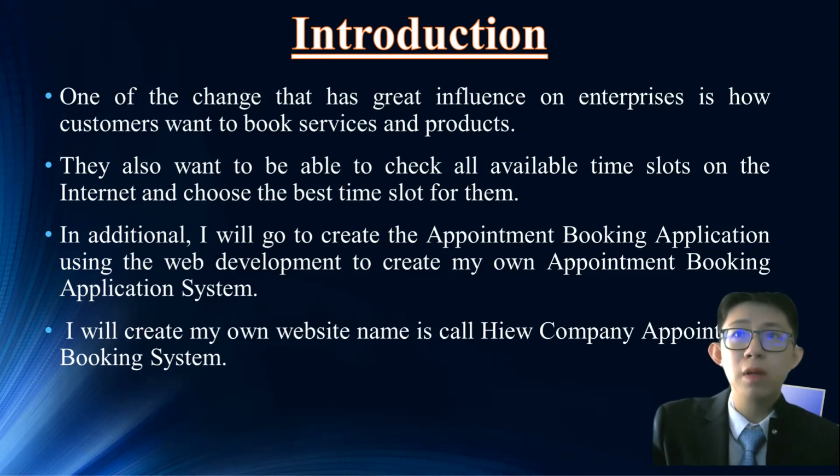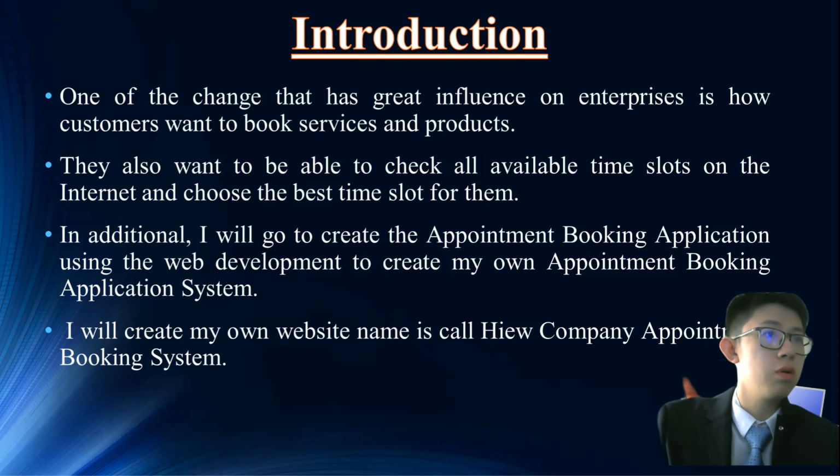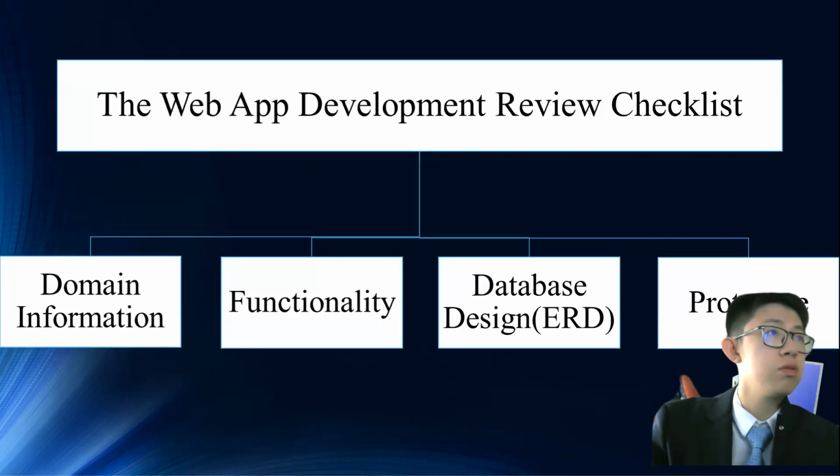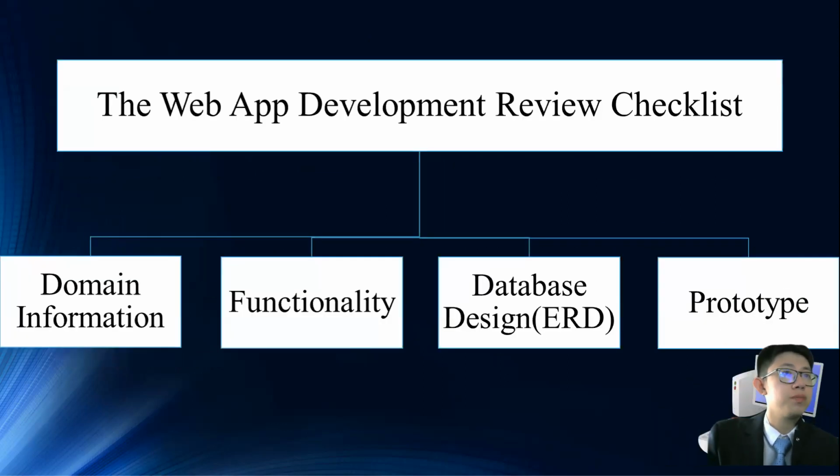It's called Hiew Company Employment Booking System. So let me show to introduce another type. Okay, so when we decide for the web app development review checklist, decide by 4 parts. Firstly is domain information. Secondly is functionality. Third is database design, and lastly is prototype.